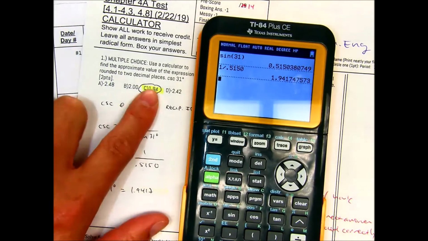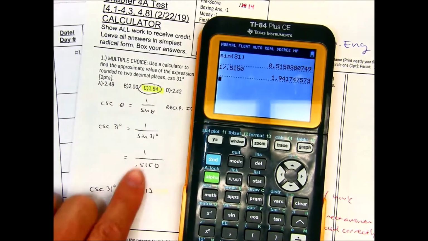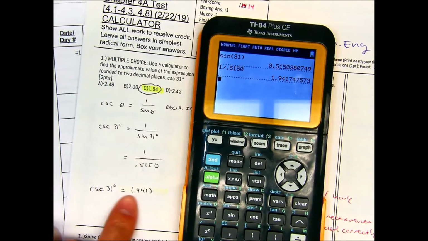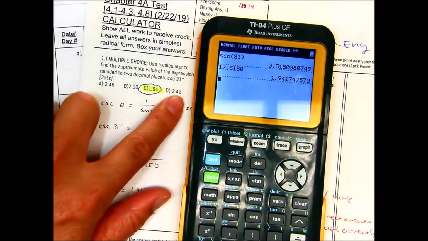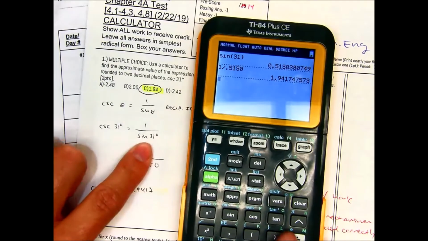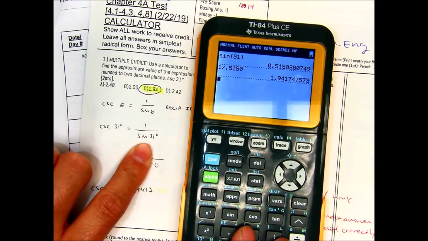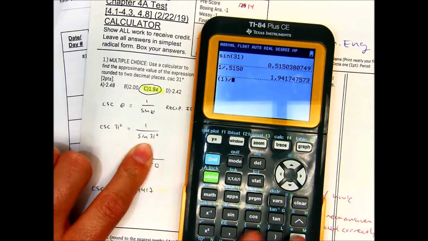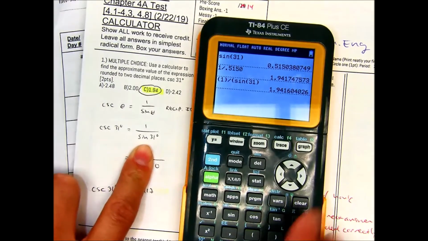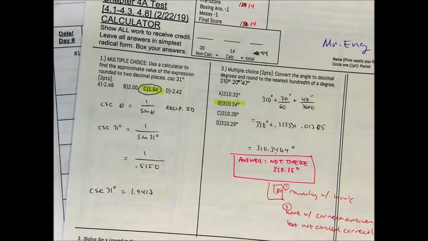Although it tells me to round to 2 decimal places, notice here that I didn't round to 2. So if I really wanted to be tricky, I could have made the numbers really close, like the next problem. Also, you could have tried to type in just 1 divided by the sine of 31, and you get the same answer. So multiple choice, that was worth 2 points.